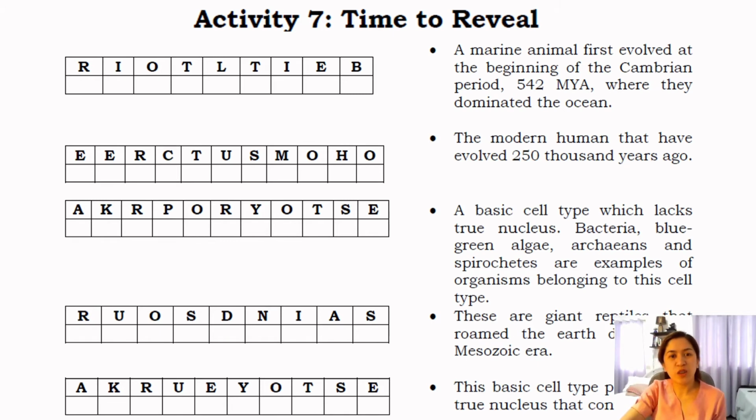The direction is again very simple. What you're going to do is arrange the jumbled words to reveal the evidence in the history of life on Earth. Write your answer on a space below the grid. Please be guided. The following descriptions are your clues in jumbling the words. Write your answer on your answer sheet. You can pause the video so that you have more time to answer.